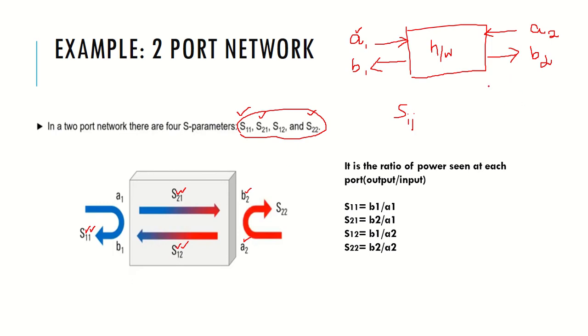So to be clear, j represents your input port and i represents the particular output port. S12 means at port 2 I am giving a particular input, and at port 1 I am measuring what is your required output.